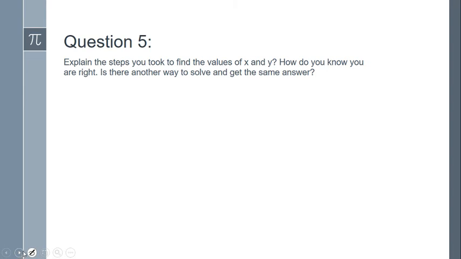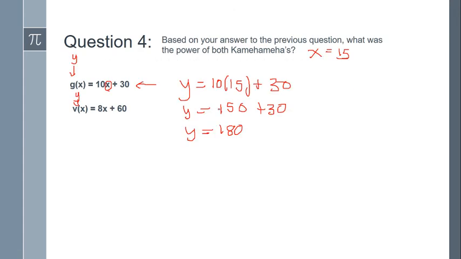Question 5 says, explain the steps that you took to find the values of x and y. How do you know you're right? Is there another way to solve and get the same answer? So explaining the steps is just to go back to the slides we talked about and just talk about how I went through and used substitution to first solve this equation for x, and then back substituted to get to y. And then how do I know that I'm right? Well, you could check that by plugging in our answer of x is 15 and y is 180 back into each of our original equations and make sure that we get a true statement.